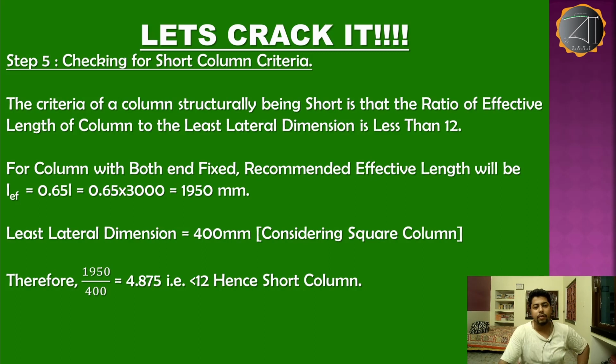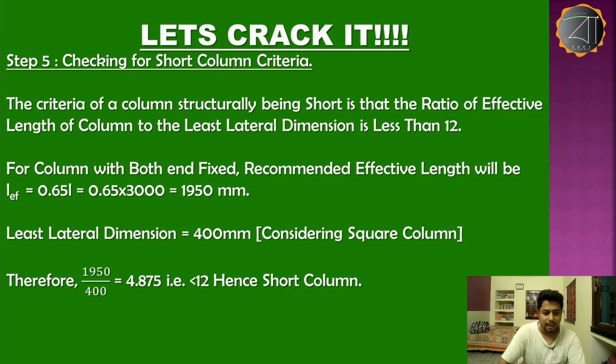Okay. The criteria of a column structurally being short is that the ratio of the effective length of the column to the least lateral dimension is less than 12, right. For a column with both ends fixed, the recommended effective length is L effective equals 0.65 times the length, right. So, it is coming as 0.65 multiplied by 3000 equals 1950 mm.